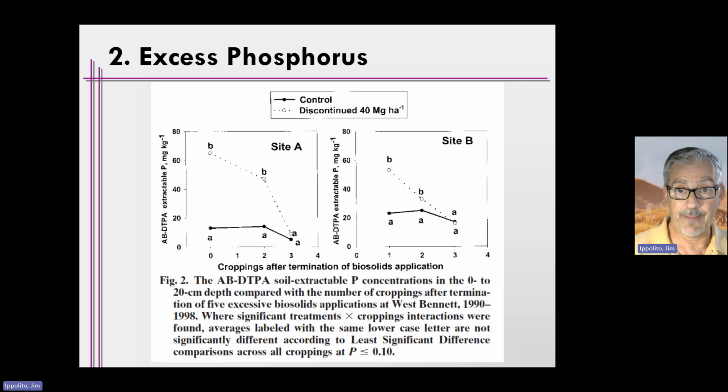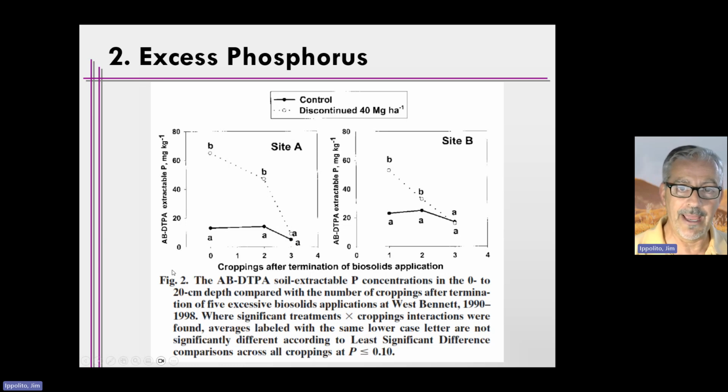And we stopped the excessive application rate of 40 megagrams per hectare. It's 18 dry tons per acre added every other year, under dry land conditions. So this is out in the Western United States. What you're looking at in these two panels are two different sites, side by side. And at time 0 through time 1, 2, and 3, these are croppings after termination of biosolids application at the 40 megagram per hectare application rate in the circles, as compared to a control or background where nothing was added, no biosolids or any fertilizers for that matter.